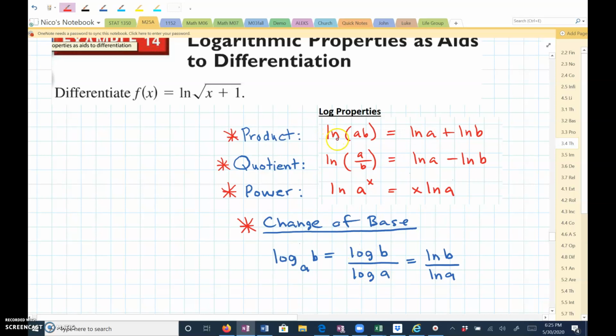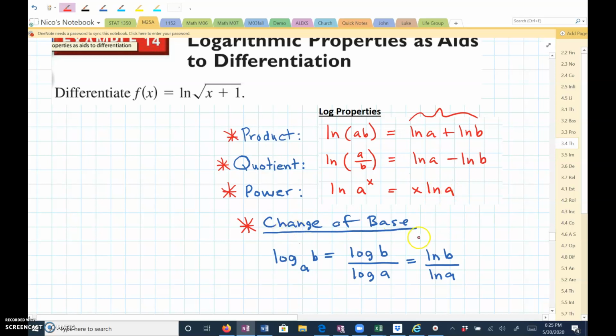If you have the natural log of a times b, you can rewrite that as the sum of the natural log of a plus the natural log of b. That's known as the product rule. Next, we have the quotient rule. If you have the natural log of a divided by b, you can write that as a difference, the natural log of a minus the natural log of b. Next, we have the power property. If you have the natural log of a to some power, we'll say x, you can write that as x times the natural log of a.